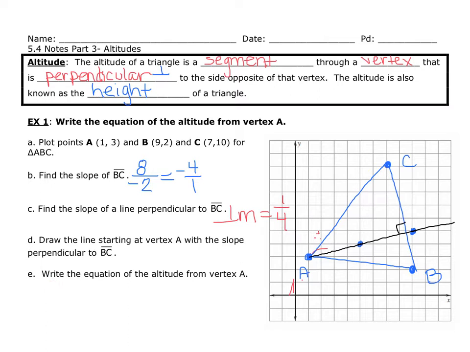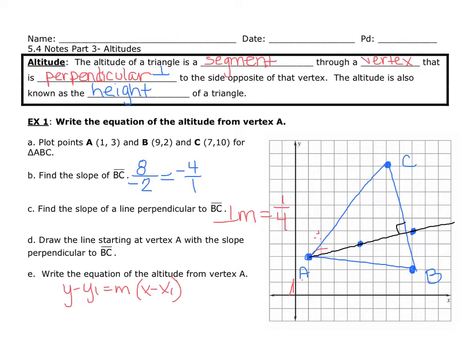Now, in part E, we're going to write the equation of the altitude. So remember, point-slope form: y minus y1 is equal to the slope times x minus x1. It doesn't matter what point you choose all along this altitude. You can choose any of these good points. A, you can choose this one or this one. It doesn't matter. I'm going to go ahead and choose A because it was already given to me up here.